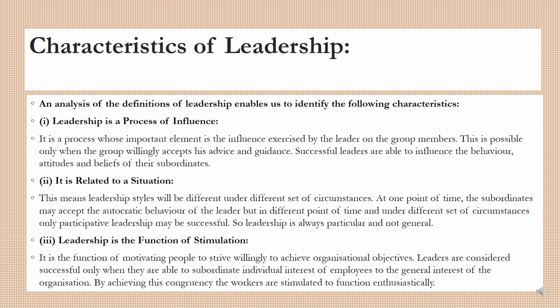Then leadership is the function of stimulation. What is that? It is a function of motivating people to strive willingly to achieve organizational objectives. Leaders are considered successful only when they are able to subordinate individual interests of employees to the general interest of the organization. By achieving this congruency, the workers are stimulated to function enthusiastically. So leadership is the function of stimulation. Stimulated employees will work better in the organizations.